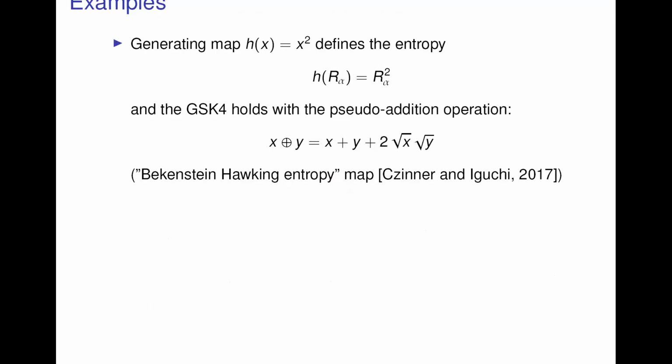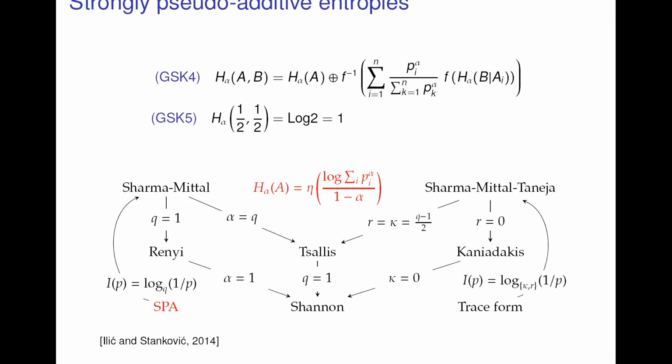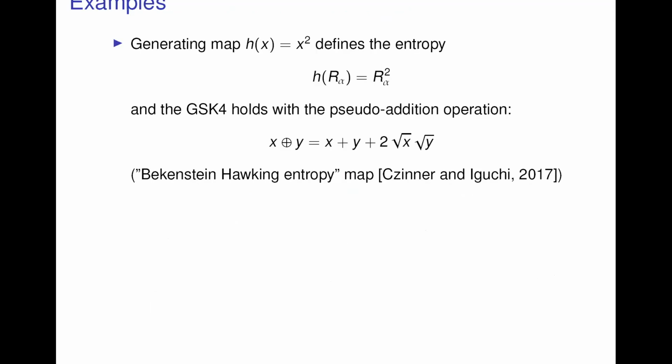Okay, here are some examples of strongly pseudo-additive entropies. So now we passed through this map and came to the class of strongly pseudo-additive entropies. Now we can also think about other types of entropy that were not mentioned here. These are the more common and the most famous ones. And now I would like to show just a few examples that belong to this part of the map. One of them can be generated by just putting the generating map to be x squared.